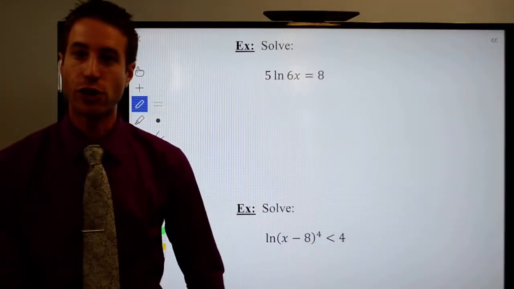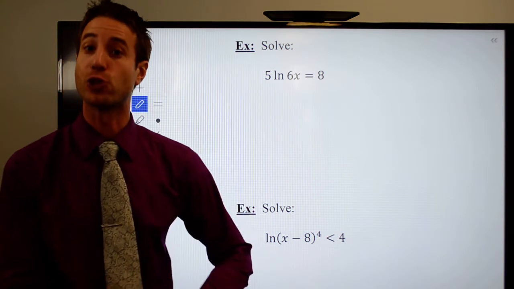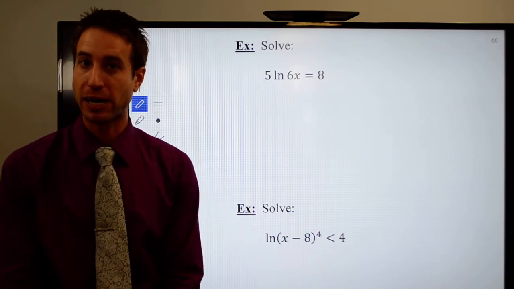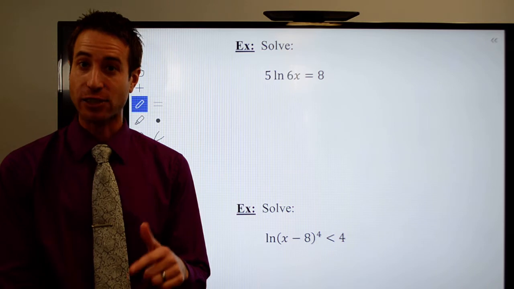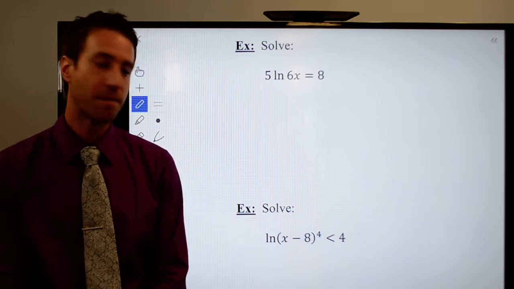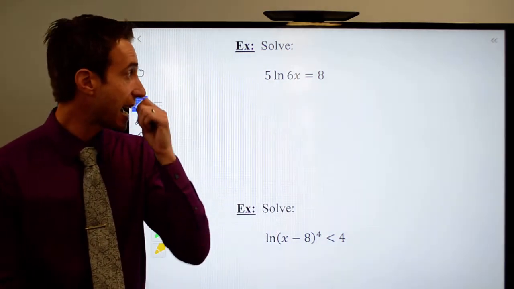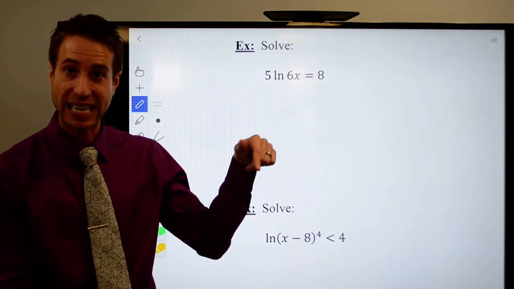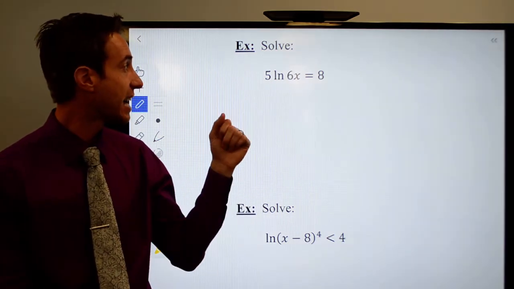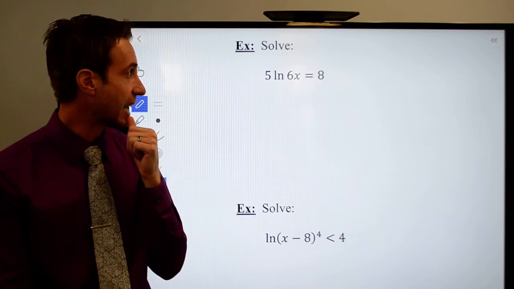Hi guys, welcome to this page of the notes, and we're just going to continue with this theme of solving natural base exponential equations and the natural base logarithmic equations, ln. So here we go. I've got a natural base e logarithm, ln, and I've got to solve for x.